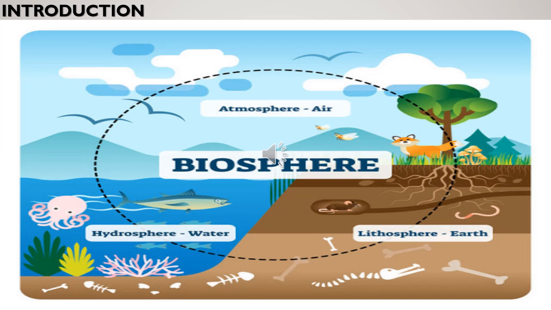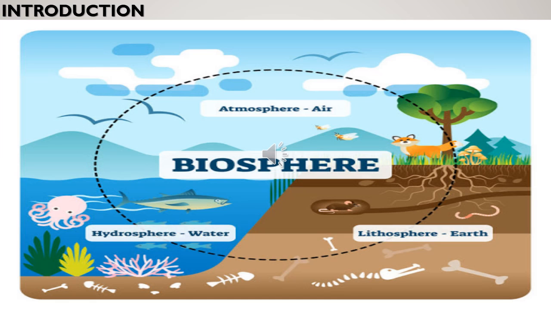Introduction. Biosphere is the fourth sphere of the earth. The remaining three spheres are lithosphere, atmosphere and hydrosphere. The biosphere is a life-supporting layer that exists on the earth surface. This layer encompasses, that is surrounds, the lithosphere, hydrosphere and atmosphere.